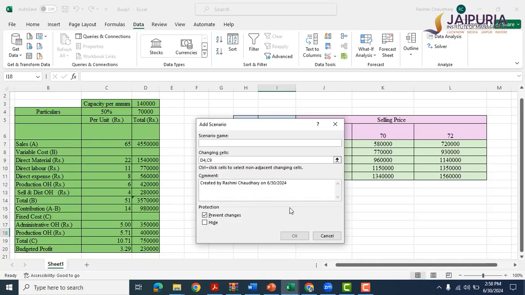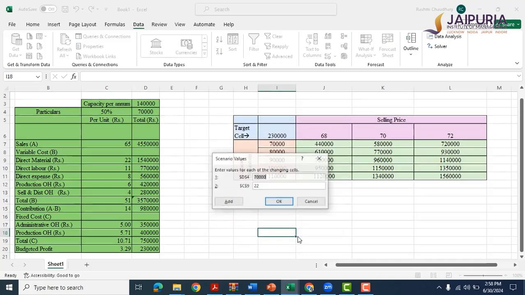Let's go ahead and make another scenario, that is neutral market conditions. So again changing both the cells but having different values. So under neutral market conditions you will not be able to sell 1,10,000 units, rather you will be selling 80,000 units, and the material prices will be 24 rupees. That will be the same under this scenario also.